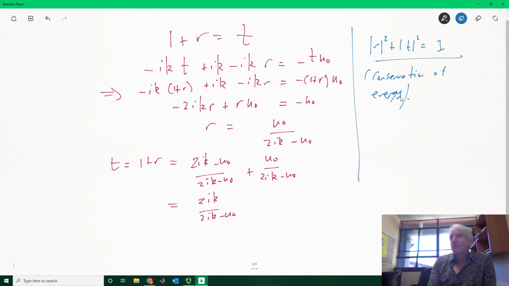Notice that we have a solution here. We get a solution for every k. And remember that k is equal to the square root of lambda. So for every lambda.